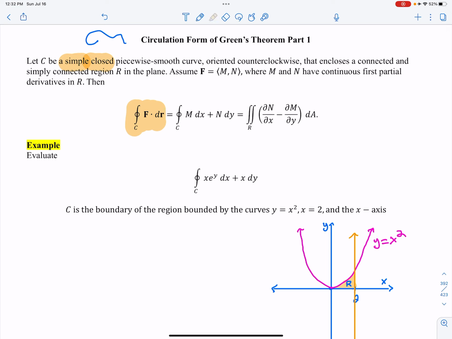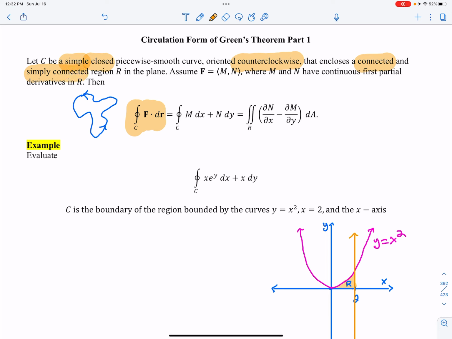And another thing, and this isn't going to pop out as a problem at all, we'll just have to make sure we note it, is that it's oriented counterclockwise. That means it's closed, so it has to be some kind of region that stops and ends. It's not just a line. The path has to be moving counterclockwise. We're just going to make sure in our pictures that we do that. And then it encloses, and we have these definitions over here, connected and simply connected.